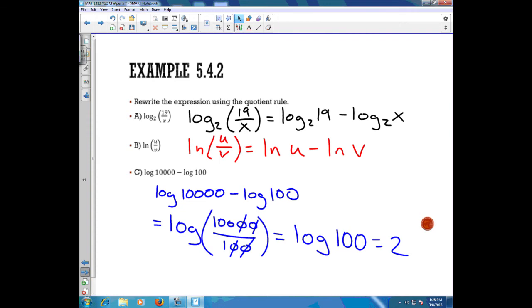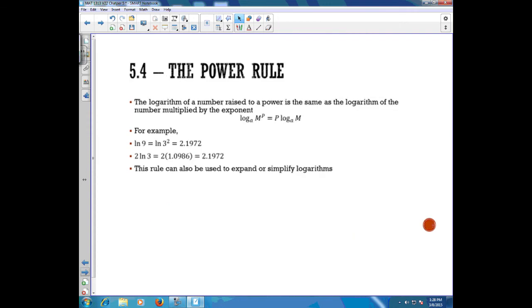Finally, we have what's known as the power rule. And that just says if you have the logarithm of a number raised to a power, then it's the same as just multiplying the logarithm by the power itself. So essentially, the exponent can be moved in front as a constant.